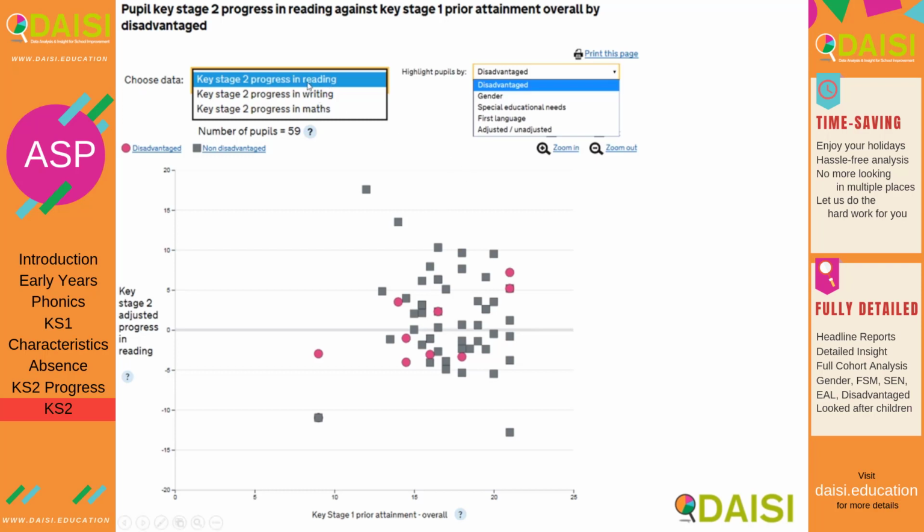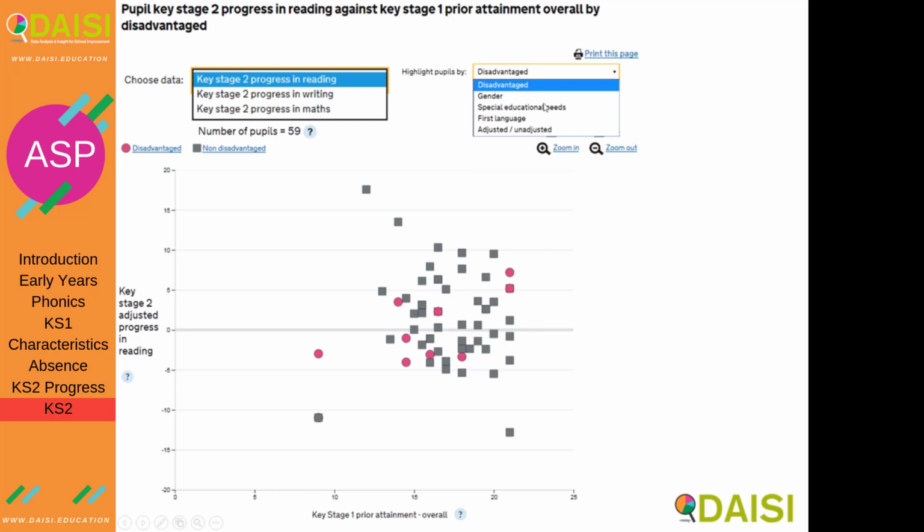You can change what you're looking at: reading, writing, maths. You can change what the colours mean: disadvantage or not, gender, special educational needs, first language, and whether their progress score has been adjusted upwards. You can also zoom in and out, but I prefer not to do that because it centres on the centre. Instead, I use a wheel mouse and just scroll my way in if I want to.